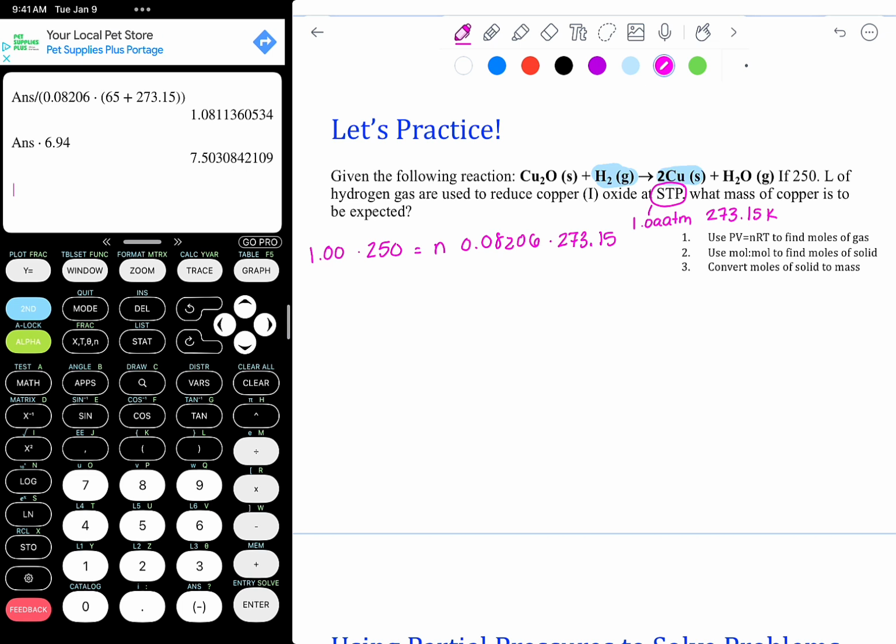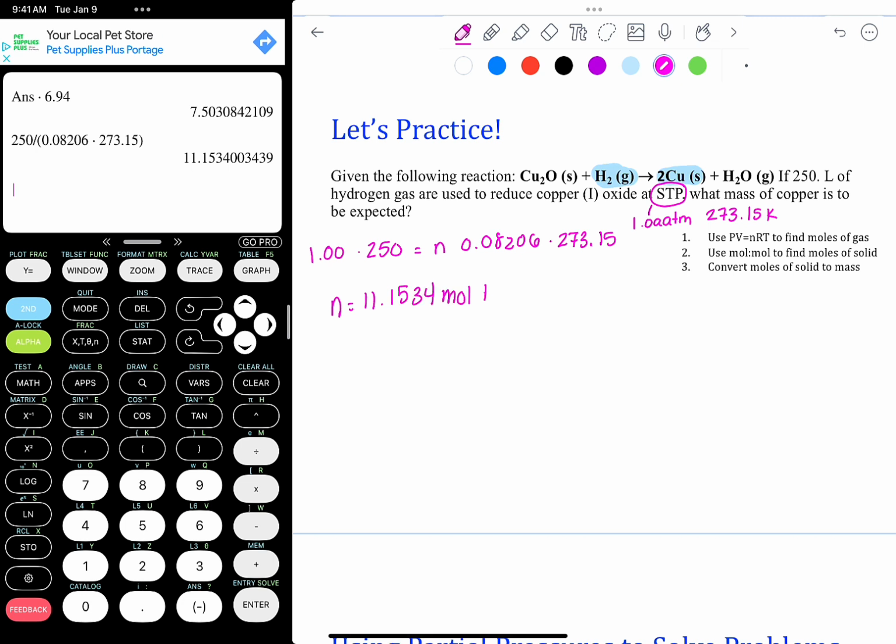So we solve for n. We're going to do 250 divided by 0.08206 times 273.15. So we get the number of moles to be 11.1534 moles of hydrogen gas. So that's step 1. Now we can use our mole-to-mole ratio to solve for moles of copper.